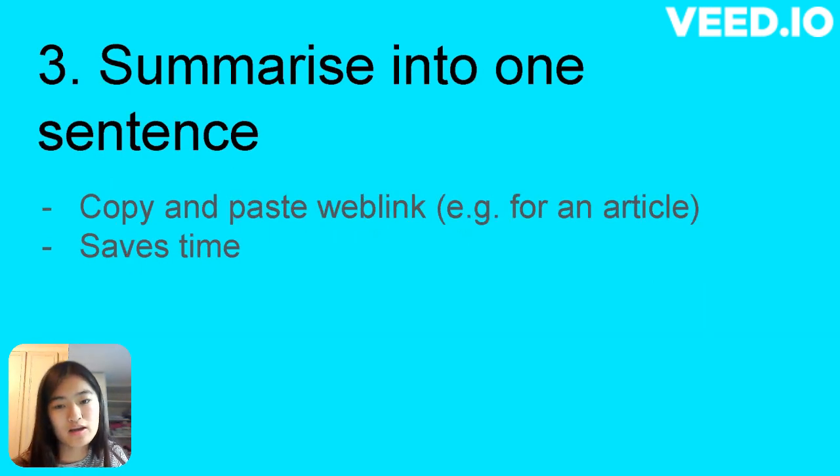So the third way you can use ChatGPT is by summarizing into one sentence. How you can do this is if you have a web link to a super long article that you don't want to spend your time reading, you can copy the link and paste it onto ChatGPT and ask it to summarize the article for you into one sentence. And this would save you time as you would not need to read the whole article because it would only take seconds to read the sentence.